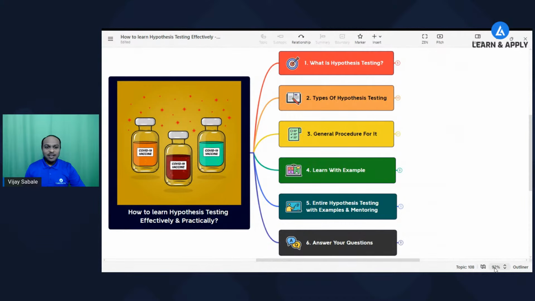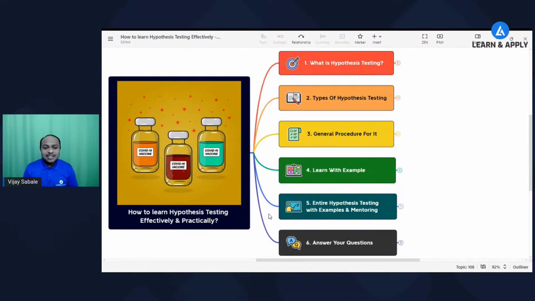Okay, so today's topic is, as you can see here, how to learn hypothesis testing effectively and practically. Yes, you read it right, practically. That means I'm going to take one example and perform one hypothesis test in front of you using Microsoft Excel and also Minitab. So we are also going to learn one hypothesis test practically. And for the word effectively, I'm also going to explain the system or approach we need to follow so that we can learn hypothesis testing effectively.